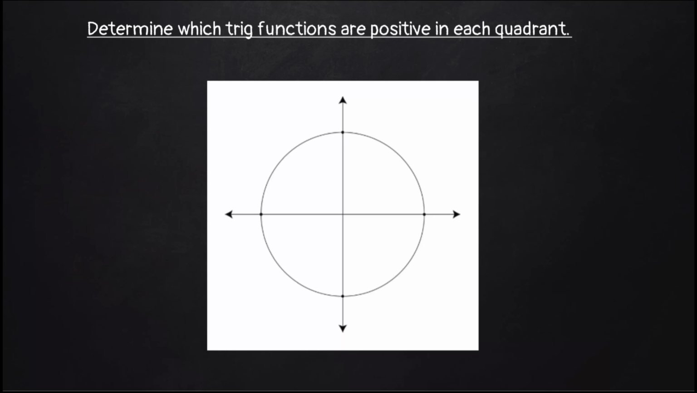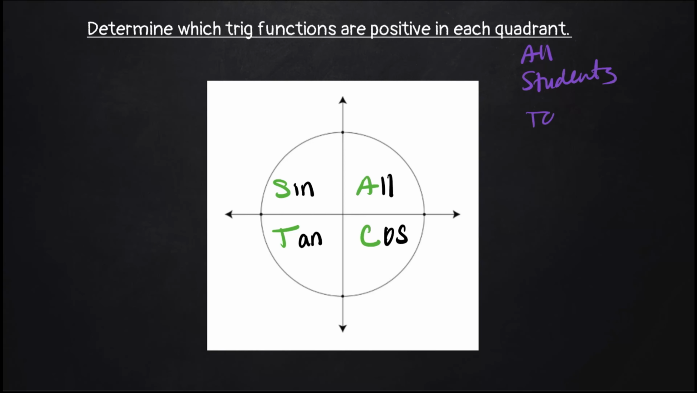So here we will determine which functions are positive in each quadrant. The way that you can remember this is A, S, T, C. And what that means is all, sine, tangent, and cosine. So probably you'll hear your teachers say, oh, this is all students take calculus. And that's just your way of saying that all your trig functions are positive in quadrant 1.